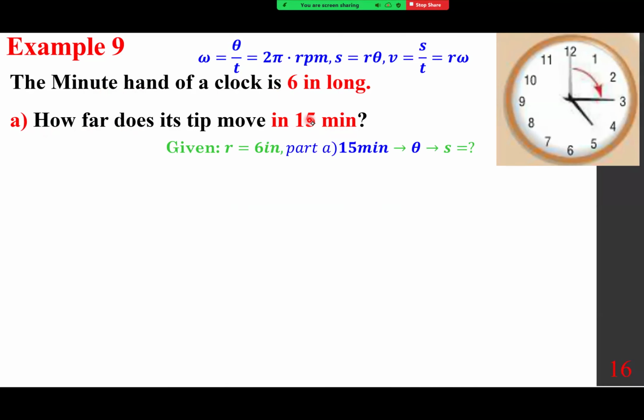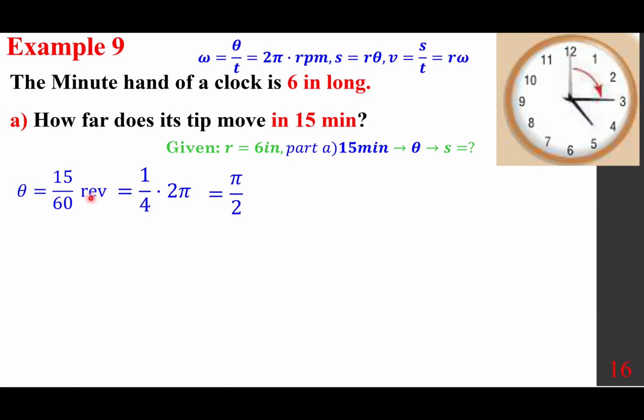Over the course of 15 minutes, remember, you're here. That means 15 divided by 60 revolutions. That means 1/4 of a revolution. A revolution is 2 pi. 1/4 of that is pi/2. So when the clock moves 15 minutes, most of you know that already, but I'm showing you how to get to pi/2. It's 90 degrees.